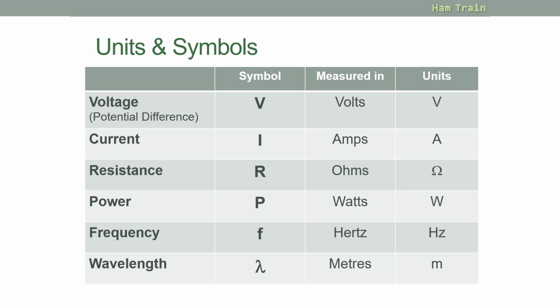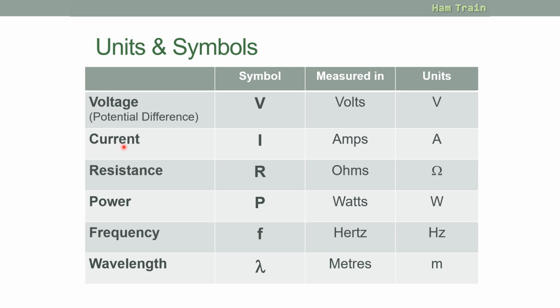On the screen now are the units that you'll need to learn: voltage, current, resistance, power, frequency and wavelength. Let's look at each one individually. We start with voltage, which is also known as potential difference. The symbol for this is a capital V, and it's measured in volts, with a capital V for the units.